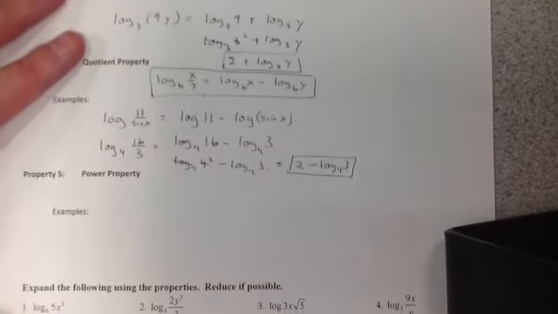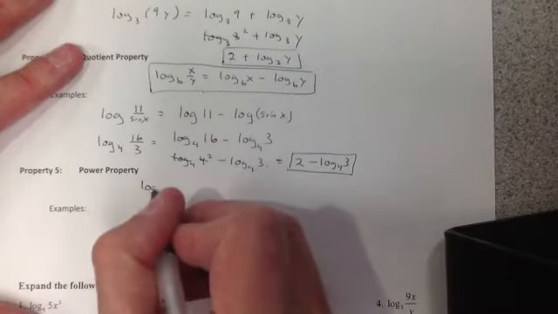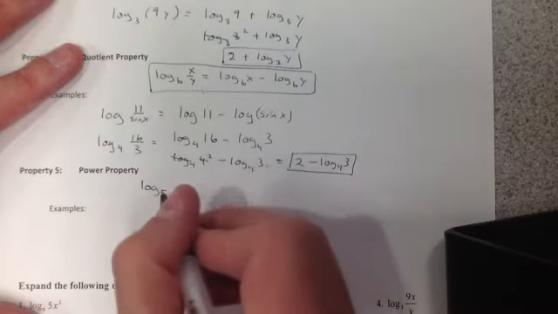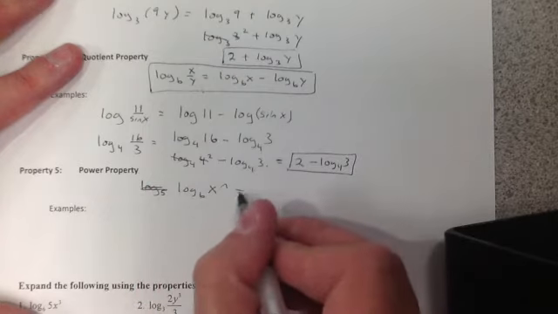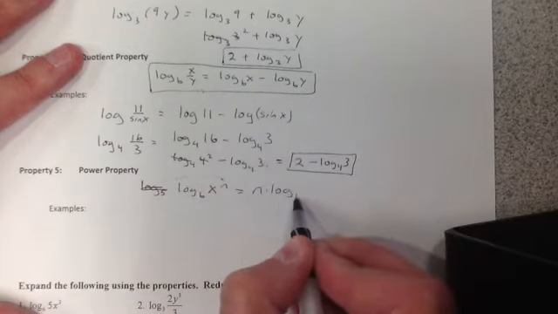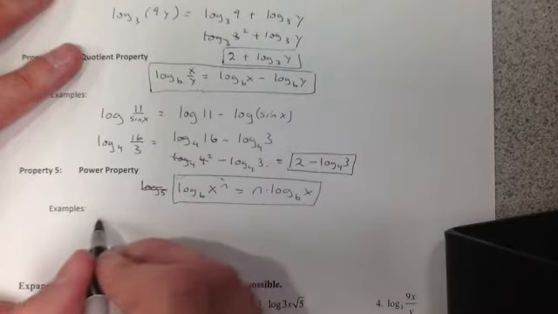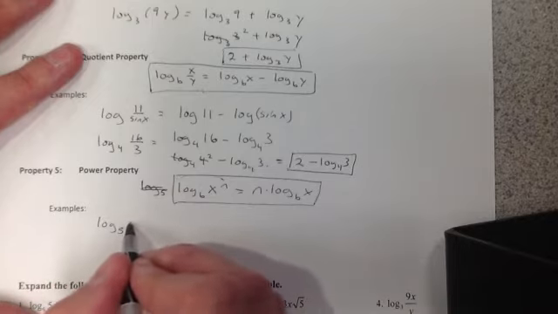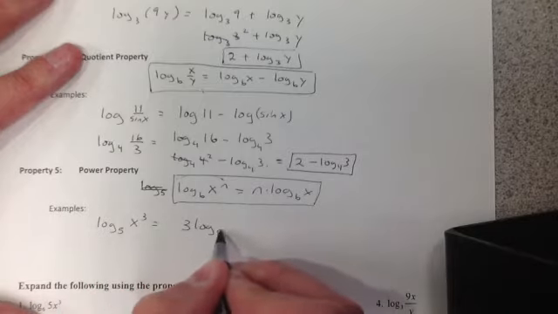Do them again. Our next property is the power property. This is the one that says if you take the log base b of x to the n, you can bring down your power. We get n times the log base b of x. Of course, some very simple examples. Let's try the log base 5 of x cubed. We could write this as 3 times the log base 5 of x.